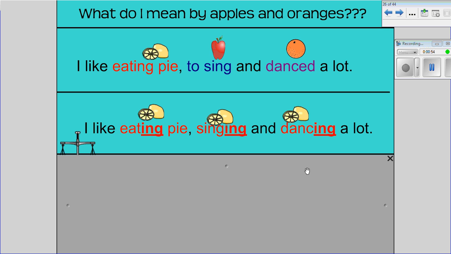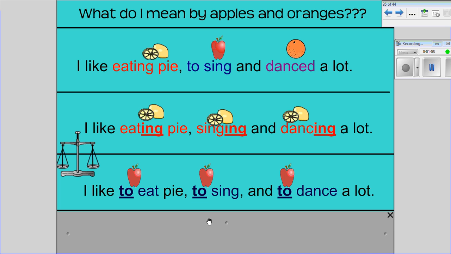This sentence has parallel structure because you can see that here all of these verbs are taking the gerund form with the ing. Now we could also say this sentence in a slightly different way. We could say, "I like to eat pie, to sing, and to dance a lot." Now we see that all of our apples are together. All of these verbs are used in the infinitive form, so they all balance each other out.